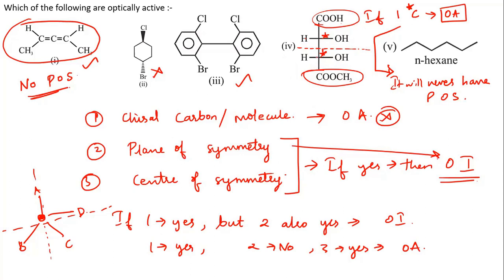If we don't have a plane of symmetry in any plane, then that is optically active. If we have a plane of symmetry even in a single plane, then it will not be optically active. Here we don't have plane of symmetry in both the planes, so this guy is also optically active. Let's talk about another molecule which looks exactly like this guy.